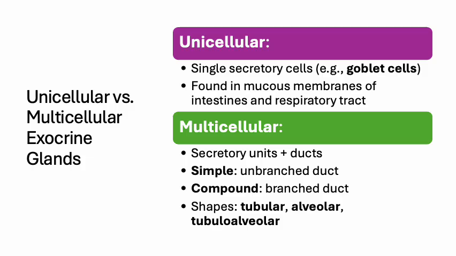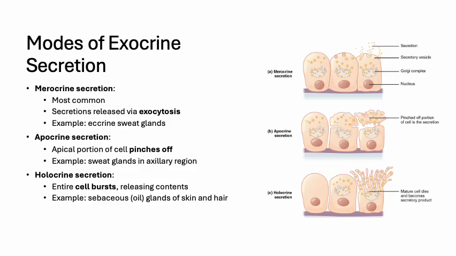Unicellular exocrine glands, such as goblet cells, consist of single secretory cells that release their product directly onto the surface. Multicellular exocrine glands are larger and more complex, often consisting of many secretory cells connected to ducts. These glands can produce large volumes of secretions and may be highly specialized in structure. Together, unicellular and multicellular glands demonstrate how epithelial tissues adapt to meet different secretory demands throughout the body.